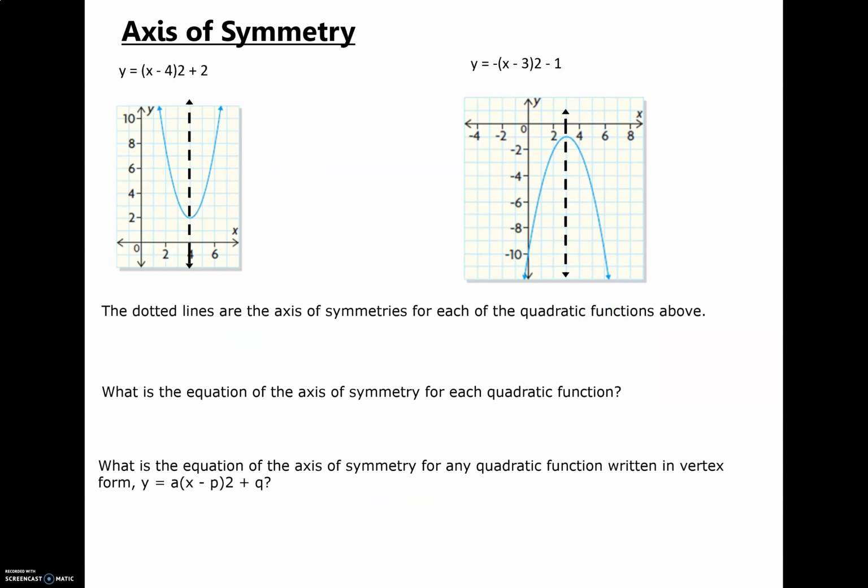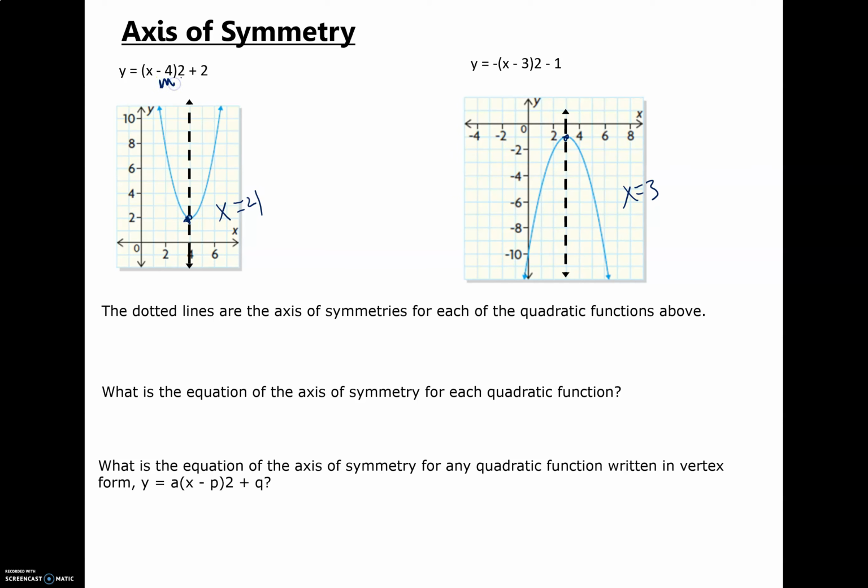Let's look at the axis of symmetry. So the dotted lines are the axes of symmetry for each of the following quadratic functions above. What is the equation of the axis of symmetry for each quadratic function? On my first example to the left, that line is going through x equals 4. On the right, it's going through the line x equals 3. And that vertex is on that axis of symmetry. So it's that x value.